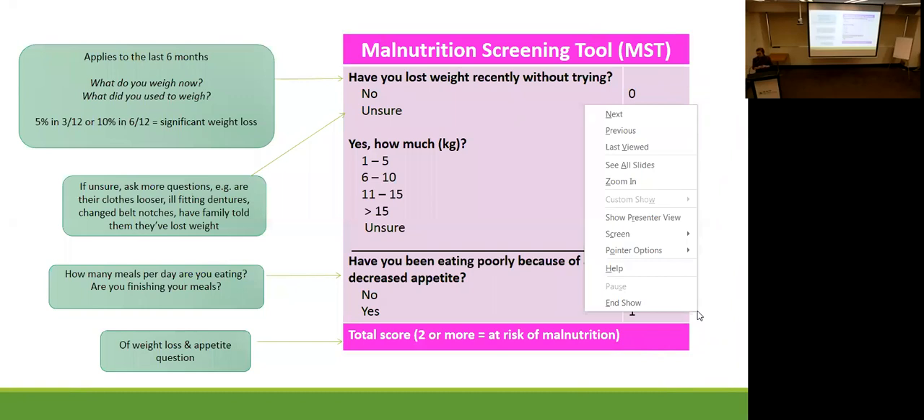The second question relates to appetite and eating poorly. So have you been eating poorly because of a decreased appetite? Other ways of getting this information are, how many meals are you eating at the moment? How many meals were you eating 2 weeks ago? Are you finishing your meals? Basically, once the answers are scored, if a patient receives a score of 2 or more, that is an automatic referral to the dietitian, because that places the patient as screened at risk.